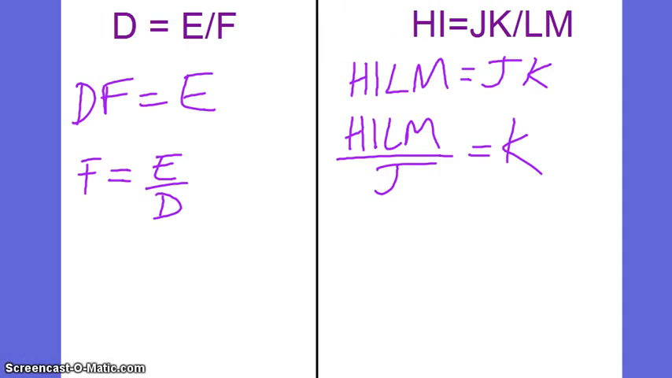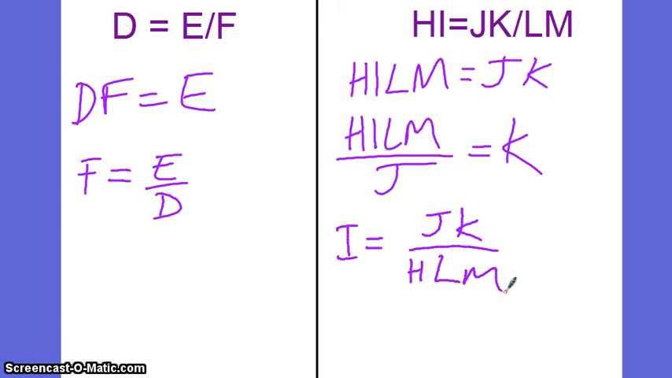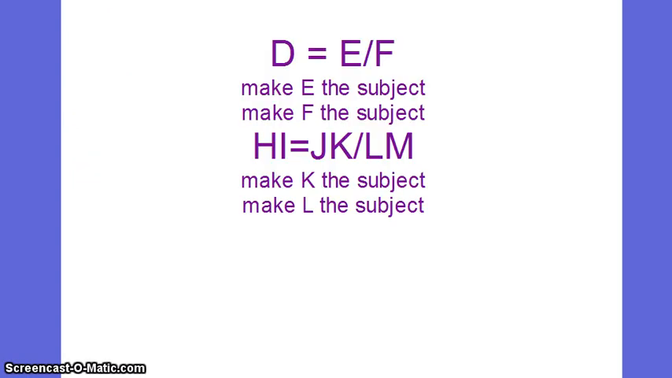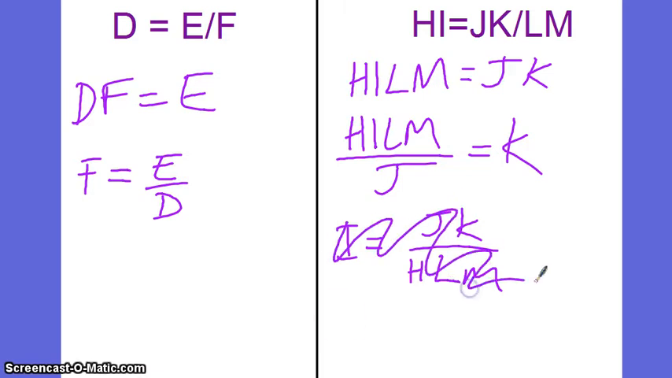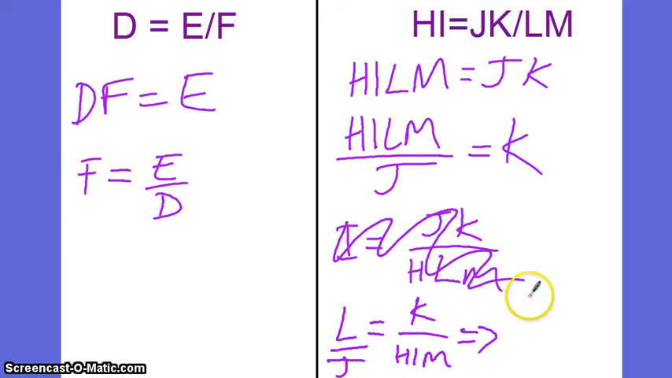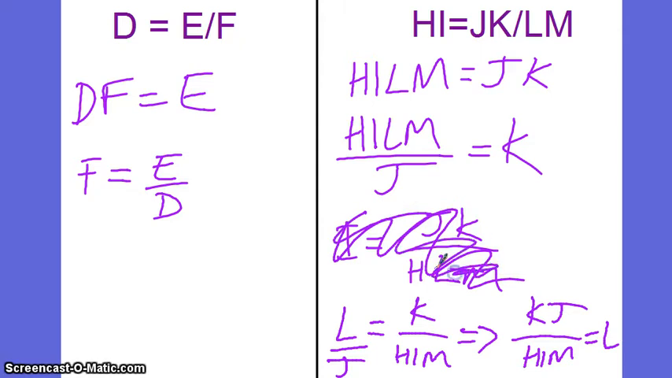Second one, if we want to get L on its own, it's probably easier to go from this row here. So if we want to get L on its own, we've got to divide by I, divide by H, and divide by M. So we end up with I equals JK over HLM. Which is fine if you wanted to make I on its own, but of course you said L, so same process. L is K over HIM, keeping that over J, and then the last step we've got to bring that J up, so we end up with KJ over HIM equals L. Okay, bit of a mess there, but hopefully we get the idea.